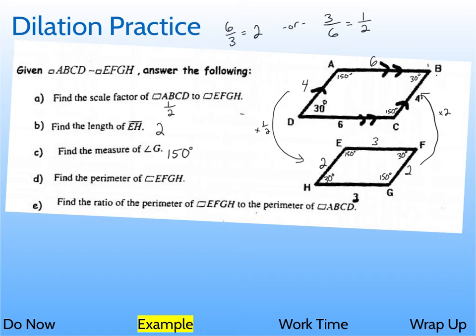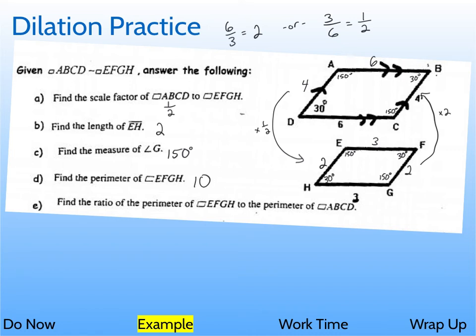Okay, now we're going to find the perimeter of EFGH. All you have to do to find the perimeter of EFGH is just add up the lengths of the sides. So we're going to do 3 plus 2 is 5, plus 3 is 8, plus 2 is 10.